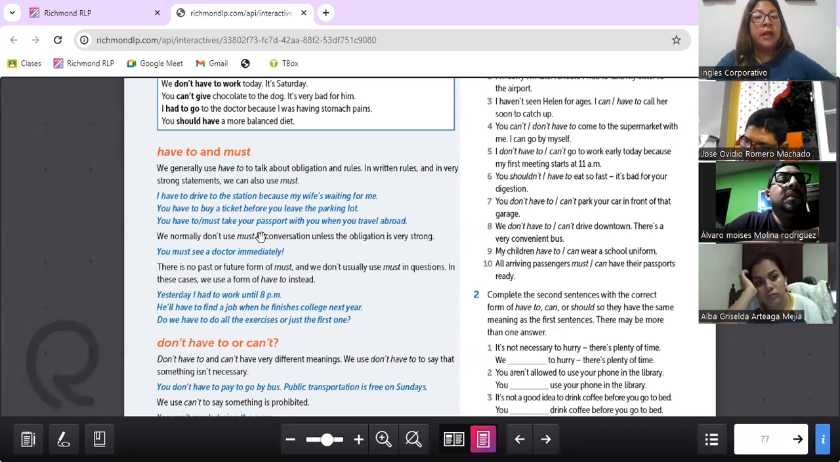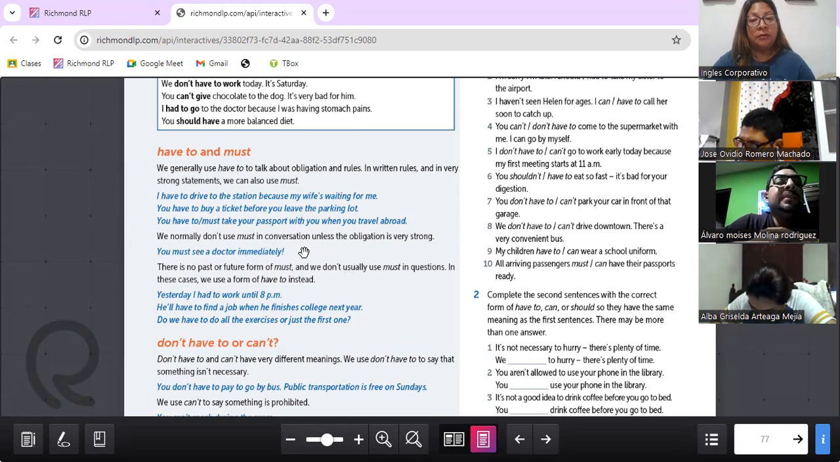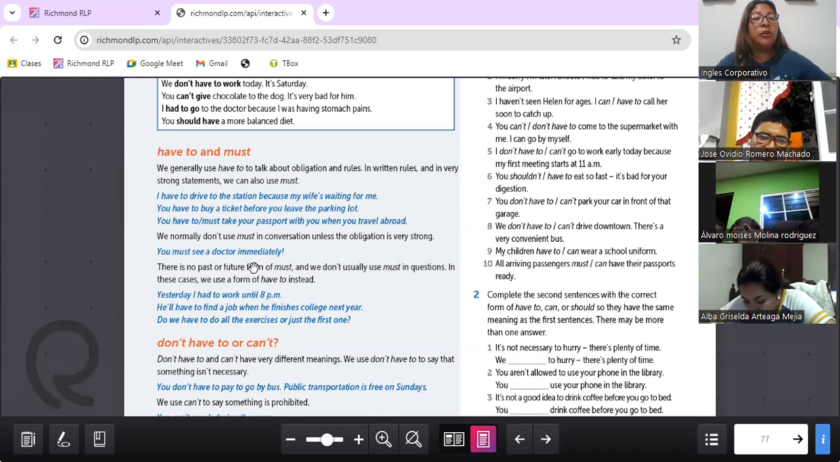You have to take your passport with you when you travel abroad. Aquí también se puede utilizar must. You must take your passport because it's a rule, it's a law, es algo de ley, que sin el pasaporte no puede salir. O sea, tiene que ser así. Y dice que must regularmente no se utiliza en conversaciones, unless the obligation is very strong. Solamente si lo amerita la obligación, algo que debe hacerse. Que you must see a doctor immediately.